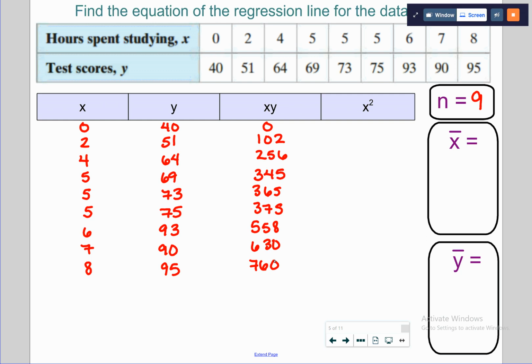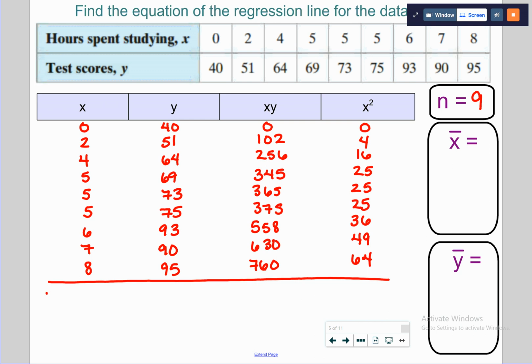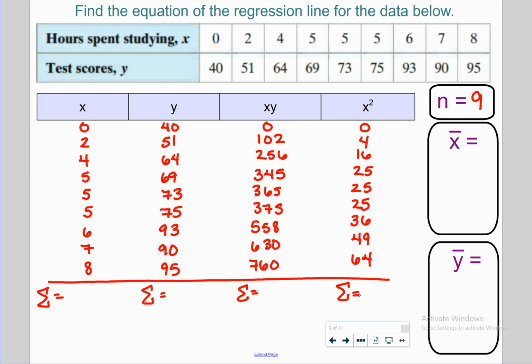Okay. And then all of my x's squared, 0, 4, 16, 25, 25, 25, 36, 49, and 64. And if I were calculating r, I'd also include that y squared column. We just don't need it for this problem. Okay, so now at the bottom, we're going to sum each of these up, which is the part I didn't do right the other day. So let's cross our fingers here.